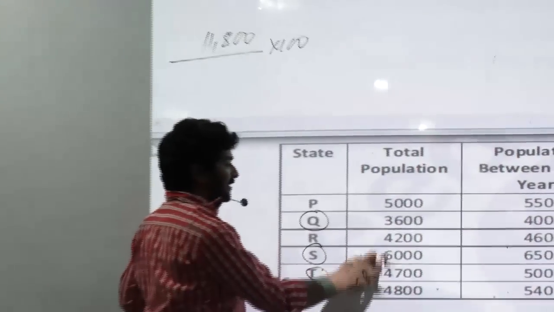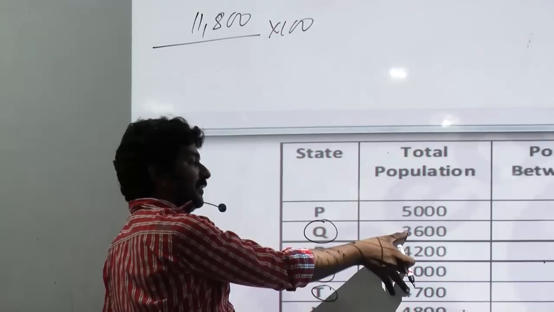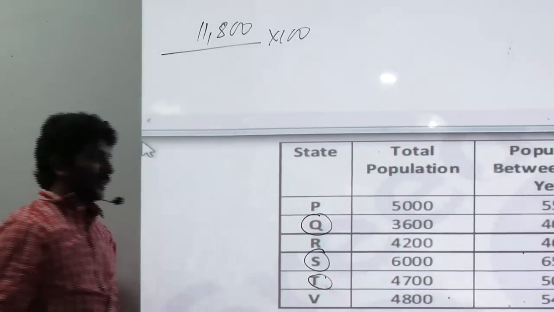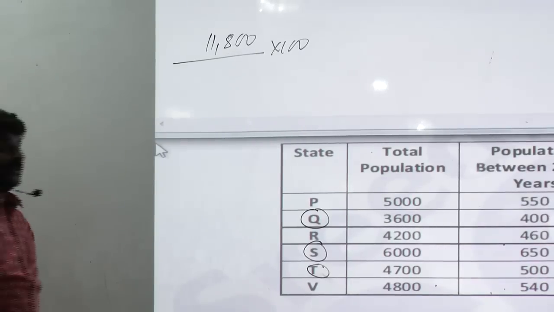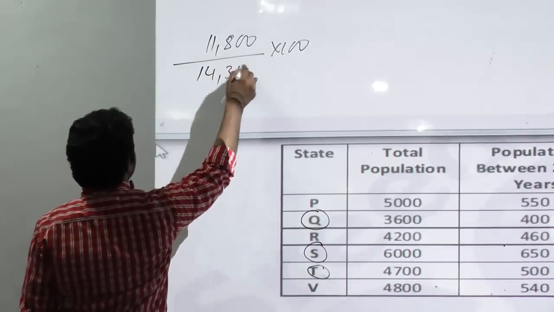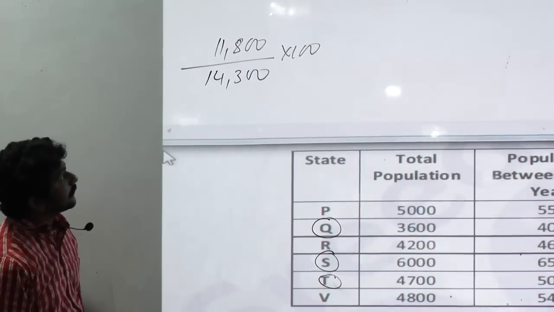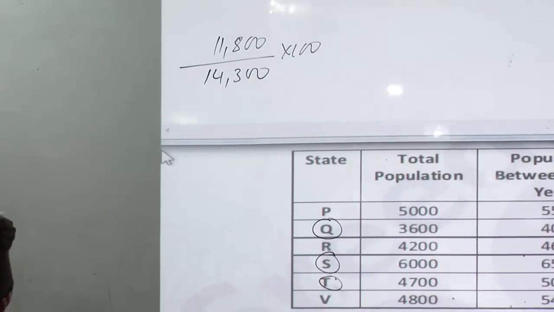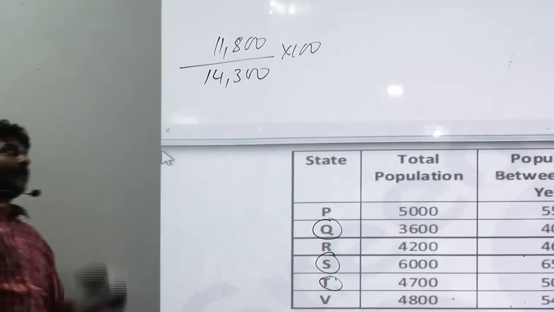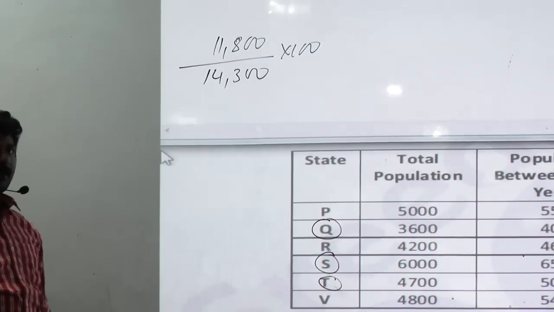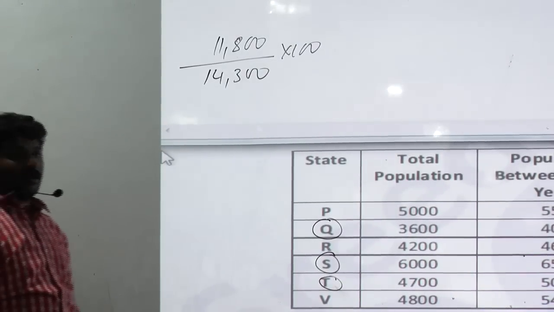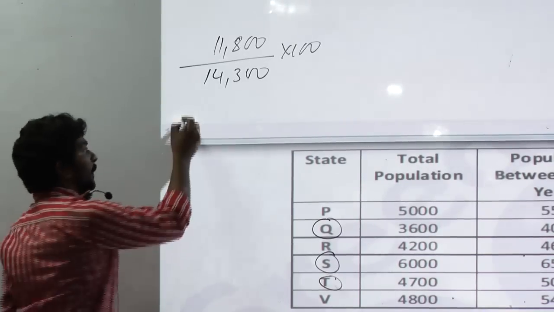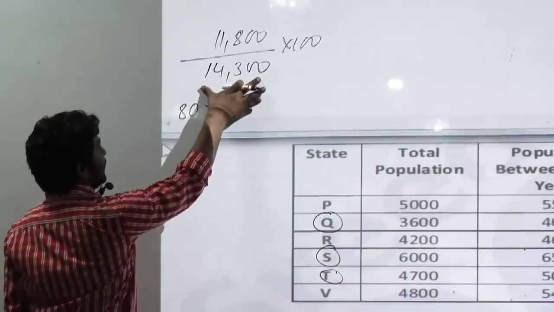4,000, 6,000, 10,000, 13,000, 16, 600, 700, 1300, 14,300, 14,300. They're very close to each other, right? Look at your options. Options are nearby 80. So let me directly go for 80%. 80%. How will you get 80%?